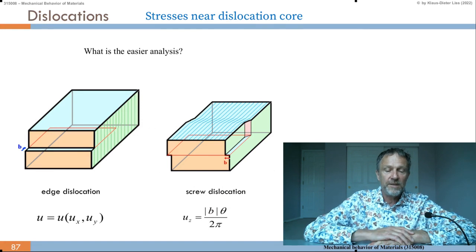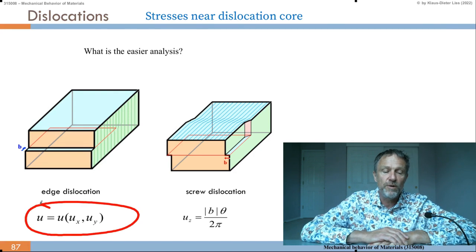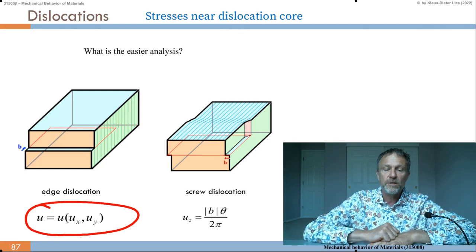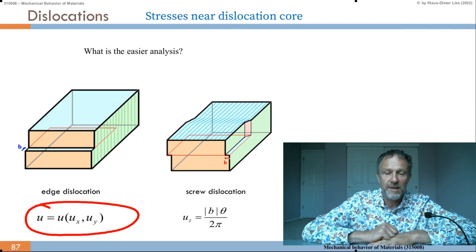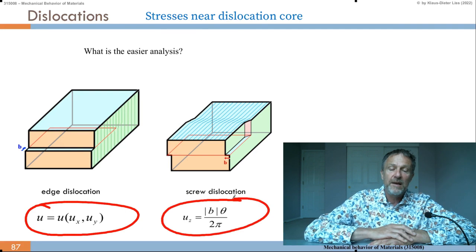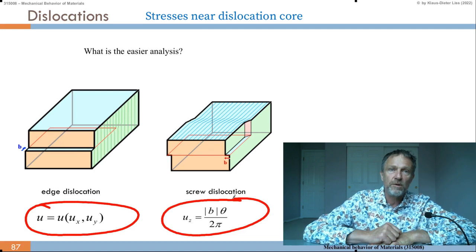At the edge dislocation, we have a displacement u equals a function u of x and y. So u is a vector of displacement which depends on x and which depends on y. So it depends on 2 coordinates. In the screw dislocation, if we write it down in polar coordinates, cylindrical coordinates, then we only have a displacement uz, which depends on the angle theta only. So only depends on 1 coordinate.